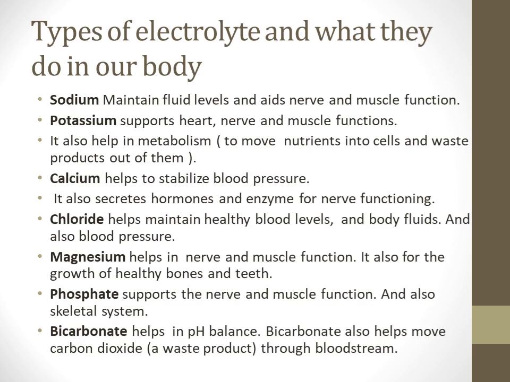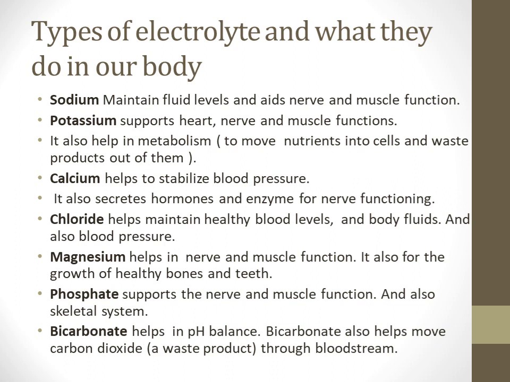Now we are going to see the types of electrolytes and what they do in the body. Sodium, potassium, calcium, chloride, magnesium, phosphate, and bicarbonate are the types of electrolytes present in our body. What is sodium doing? Sodium maintains fluid levels and aids nerve and muscle function. Potassium supports heart, nerve, and muscle function, and also helps in metabolism, that means moving nutrients into cells and waste products out of them.